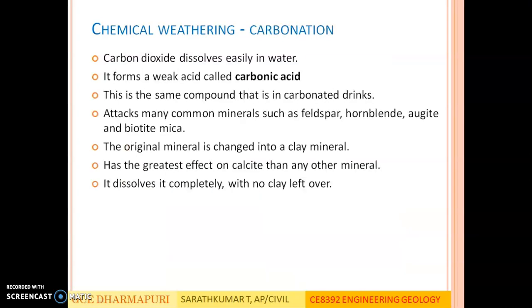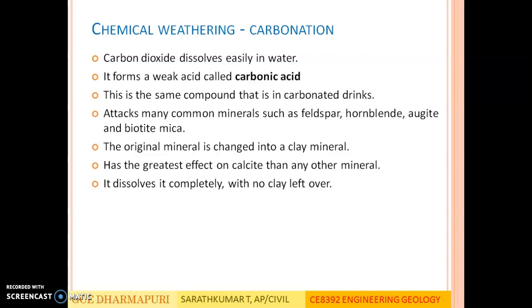The next process is carbonation. Carbon dioxide dissolves easily in water and forms a weak acid called carbonic acid. This is the same compound that is in carbonated drinks. It attacks many common minerals such as feldspar, hornblende, agate and biotite mica. The original mineral is changed into clay mineral.